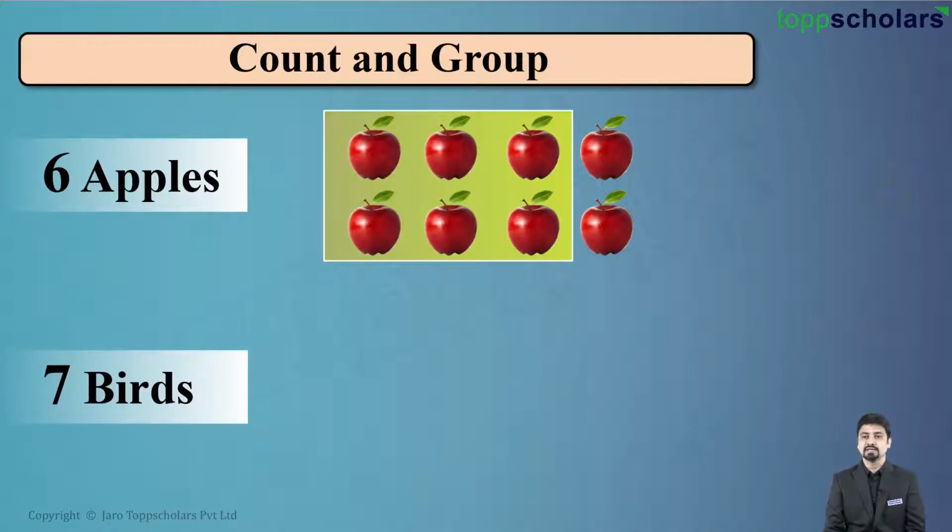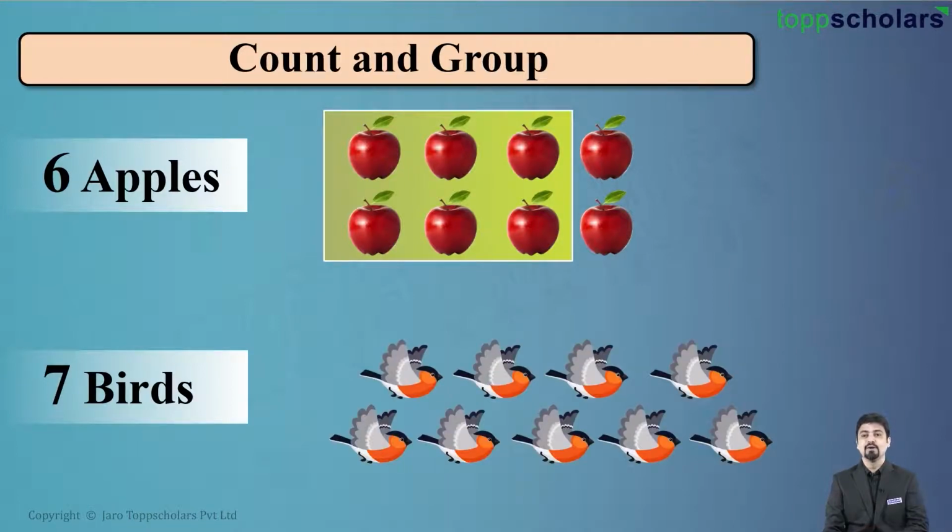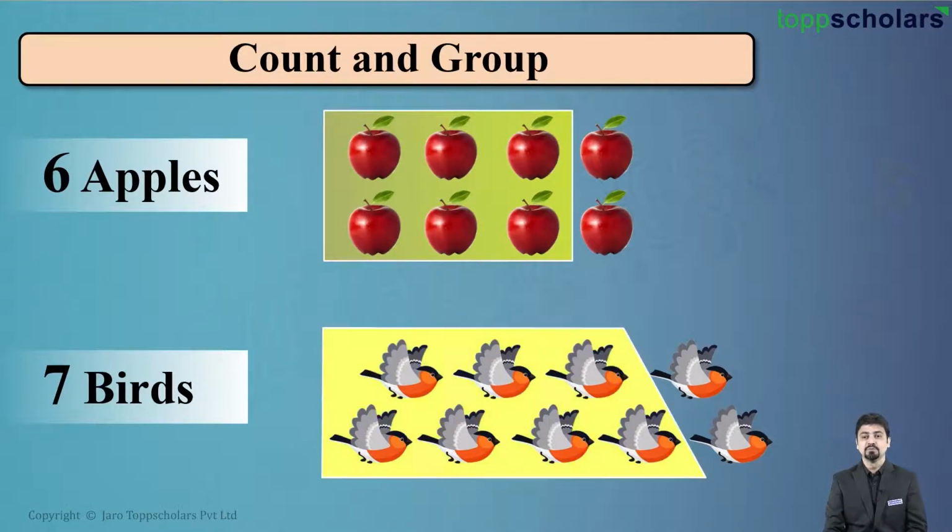Let's take the next example. This time you have to do this. Group 7 birds from this group of birds. So, if we start counting from the left side, we will be having 3 birds on the top and 4 birds on the bottom to make 7 birds like this. Right, students? Was I right in grouping them? Did you check? Do that on your own.